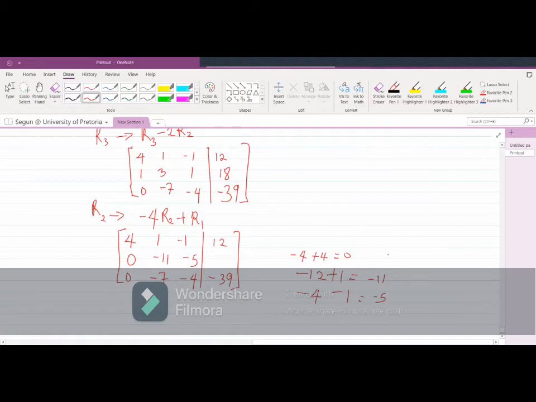So the last one will be, don't forget the constant, -4 times 18. That is minus 72. Minus 72 plus 12 is equal to what? Minus 60.